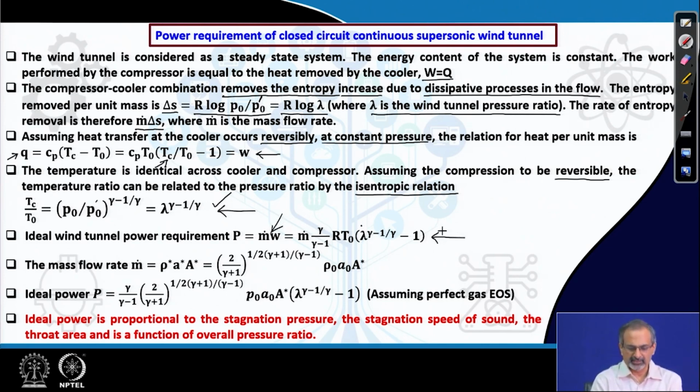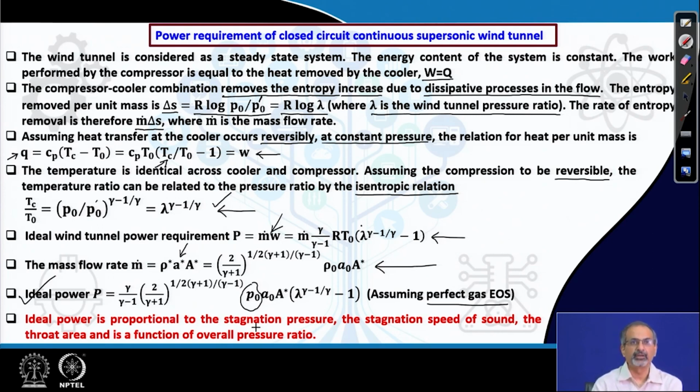We would further write down an expression for m dot, considering that the throat is choked based on the star conditions at the throat, which gives you this equation. And finally, we come up with an expression for ideal power, where we further use the perfect gas equation of state to bring in P naught. So, this is the final equation where we consider that all the processes involved are taking place ideally. So, this is essentially the minimum power required to run it under ideal conditions. In a real tunnel, the power requirements will obviously be greater than this.